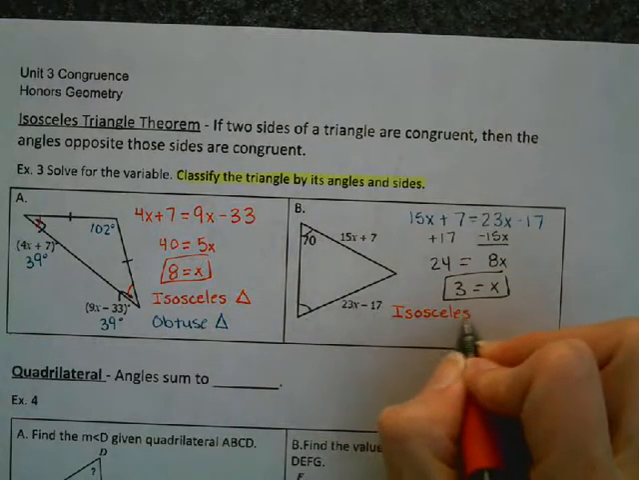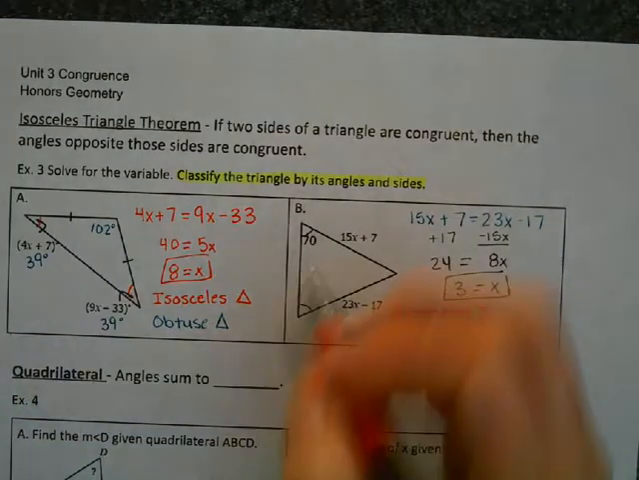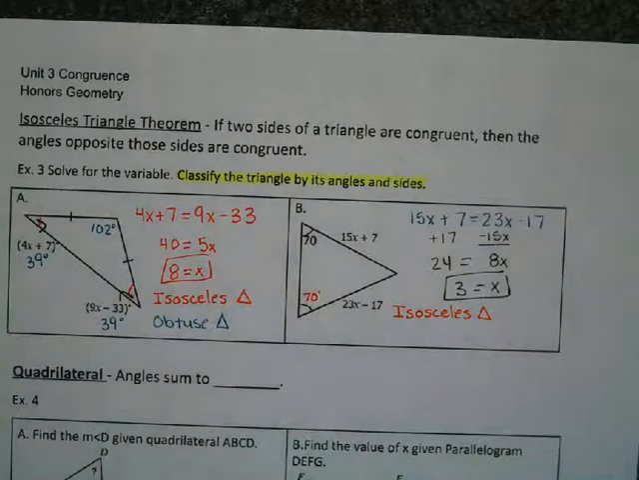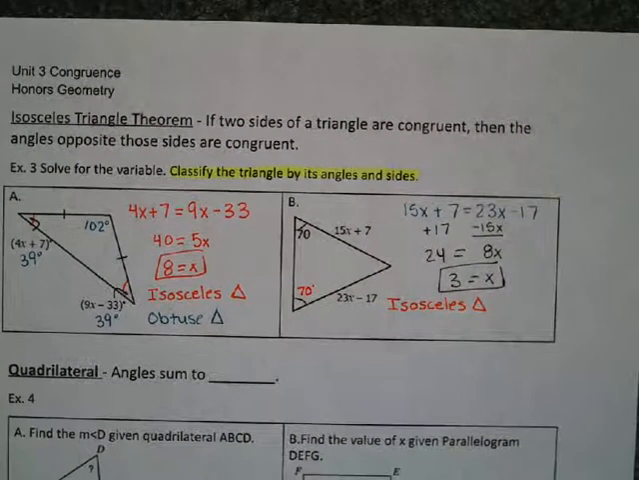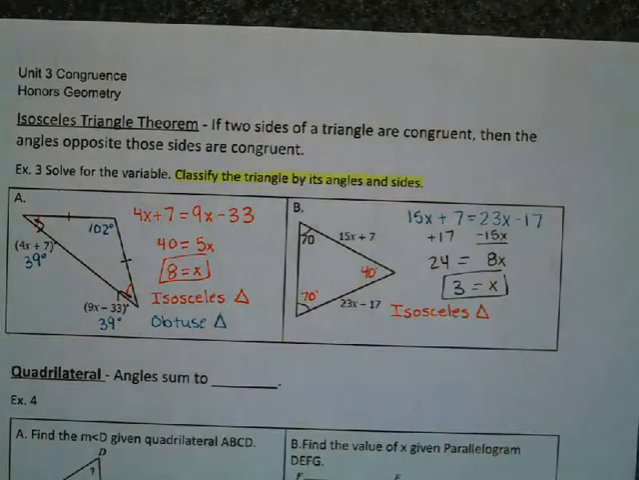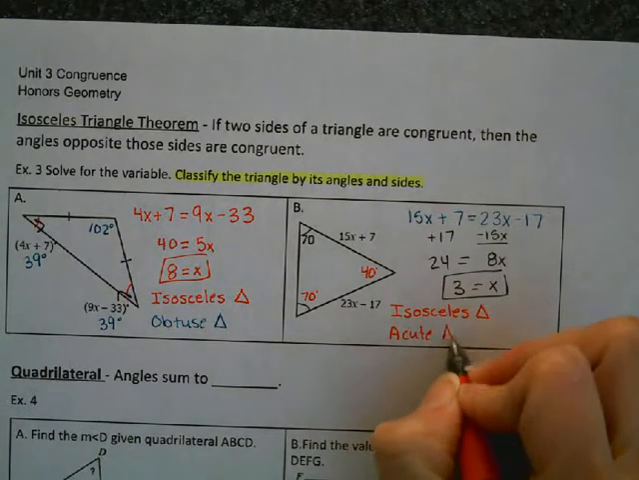But I need to figure out the missing angles. We know that angle is 70 degrees, this angle is 70 degrees. So to find the third one, you would subtract those two from 180. This is 40 degrees. Since all three of my angles are acute angles, this is an acute triangle. So it is an isosceles acute triangle.